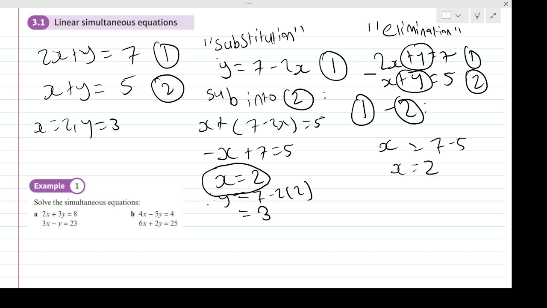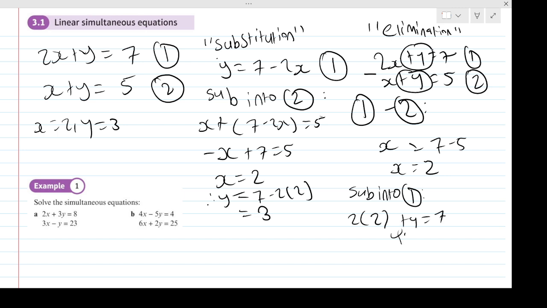And what do you know? We get the same solution there. But once we found x is 2, you could just substitute it into either equation. Once you found one variable, right? So when x is 2, I'm going to say sub into 1. Then I found this x value, so 2 lots of 2 plus y is equal to 7.